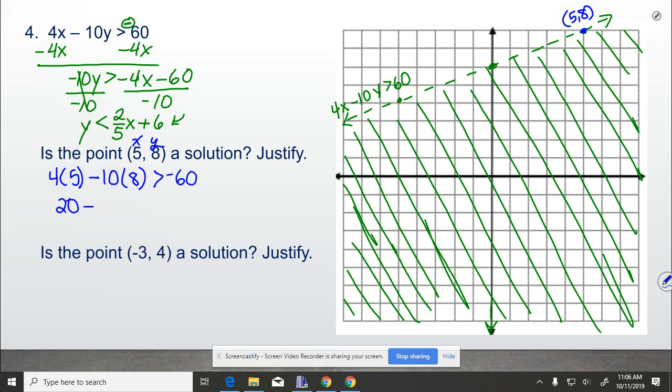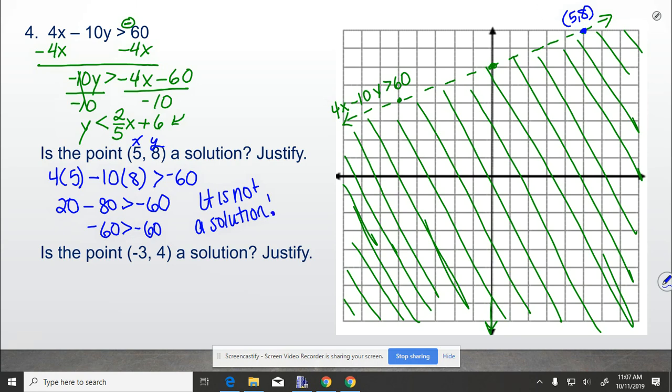So 20 minus 80 should be greater than negative 60, but 20 minus 80 is negative 60. So we have proven that it is not a solution. Again, because this inequality wants it to be greater than, not equal to.